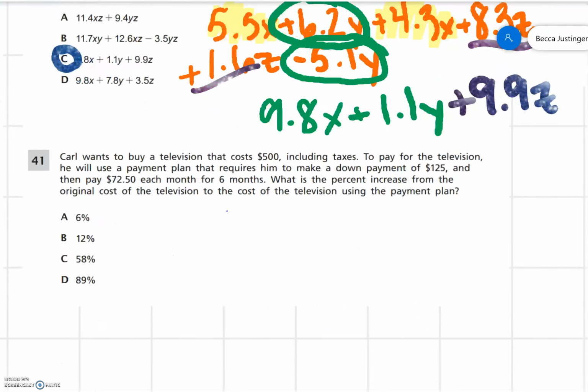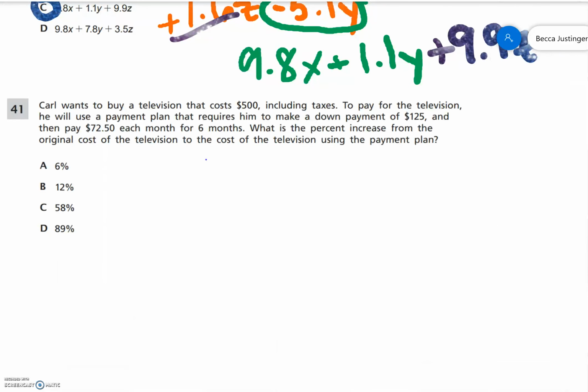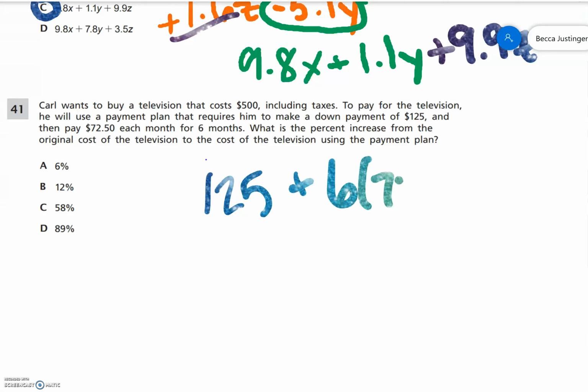All right, 41. Carl wants to buy a television that costs $500, including taxes. To pay for the television, he will use a payment plan that requires him to make a down payment of $125 and then pay $72.50 each month for 6 months. What is the percent increase from the original cost of the television to the cost of the television using the payment plan? Well, with the payment plan, they have to do $125 plus 6 payments of $72.50.